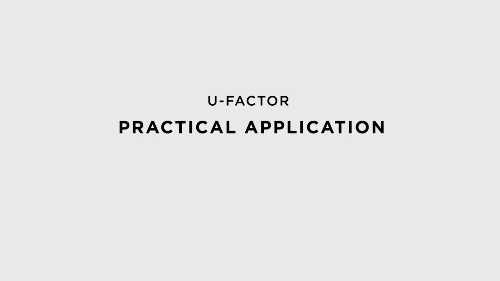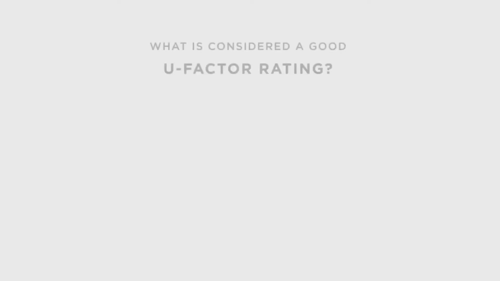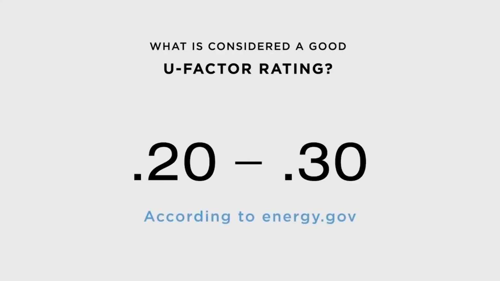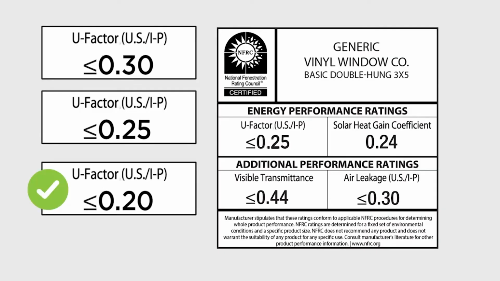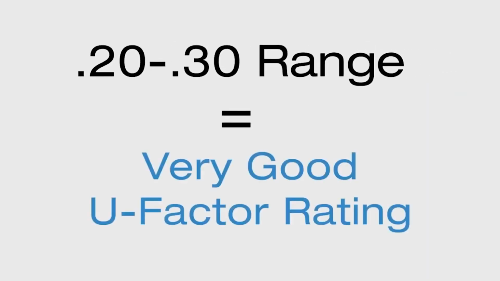Now that we know about U-factors, let's put it into some practical application. Energy-efficient windows typically fall within the range of 0.20 to 0.30, according to energy.gov. Now keep in mind, however, that the lower the number, the less heat loss you will encounter. Once you get windows within this range, you will have a very well-performing window as far as U-factor is concerned.